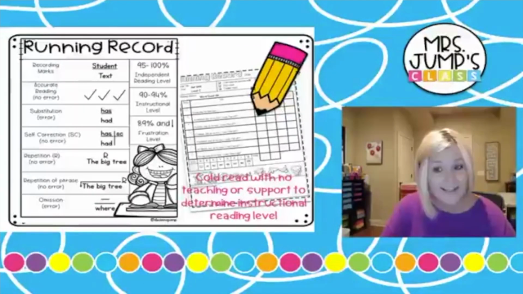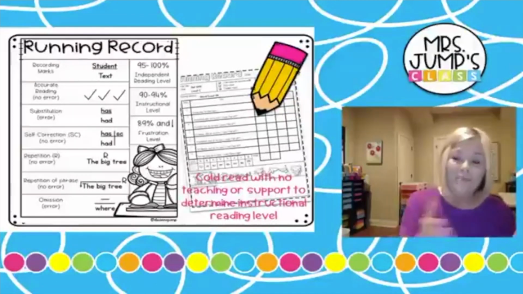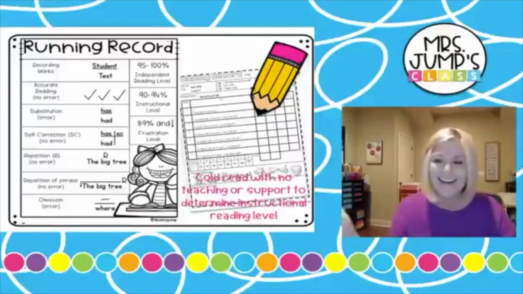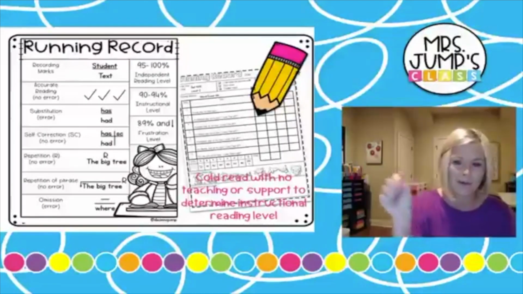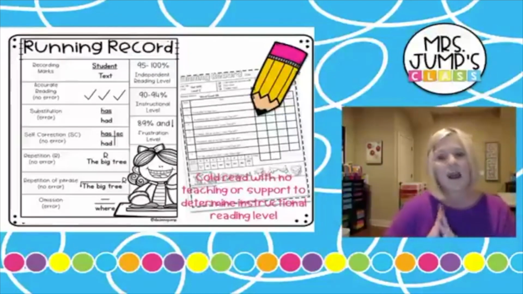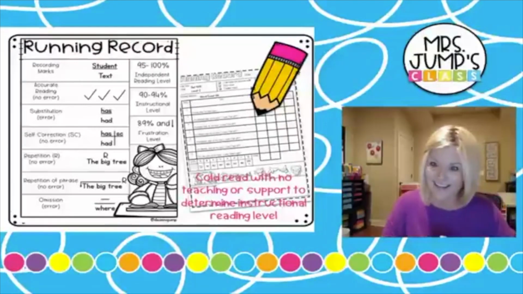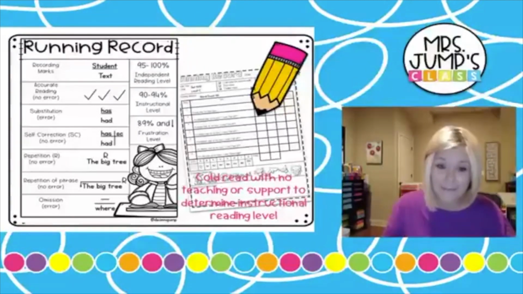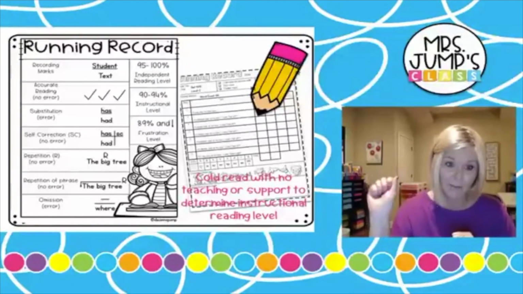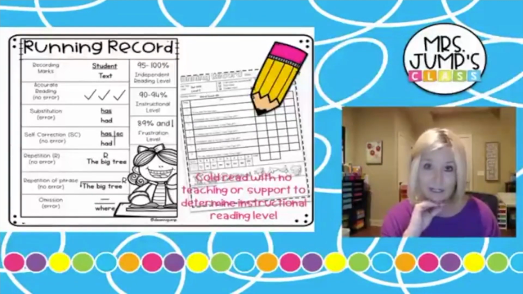Repetition of a phrase: if they said the big tree, and then they went all the way back to the beginning and read the big tree again, you mark it by going all the way across that text, bringing an arrow down, and putting a little R. So you know that they didn't just repeat one word, they repeated that whole phrase. And again, that doesn't count as an error. If they omit a word, they just totally skip it, I put a little dash above it. An omission is an error because they skipped the word, they didn't read it.